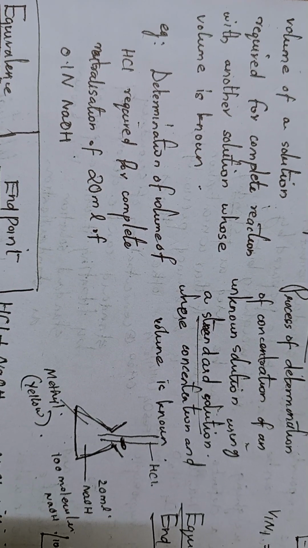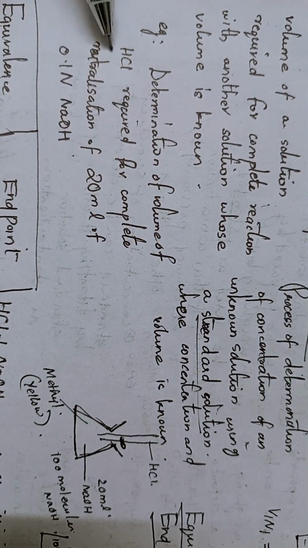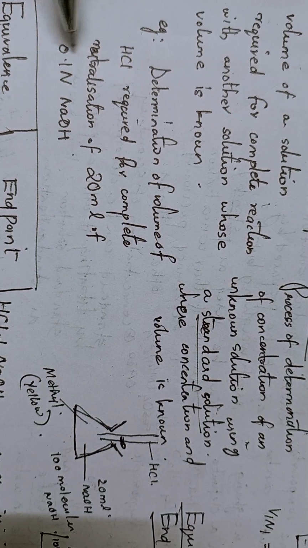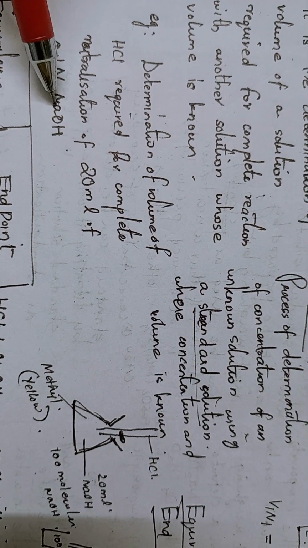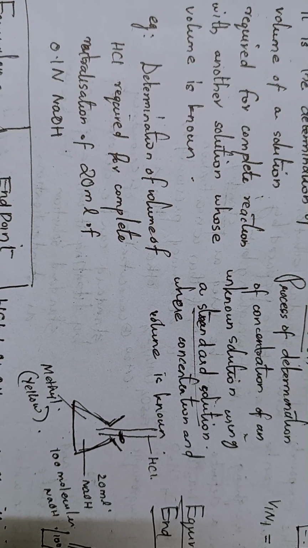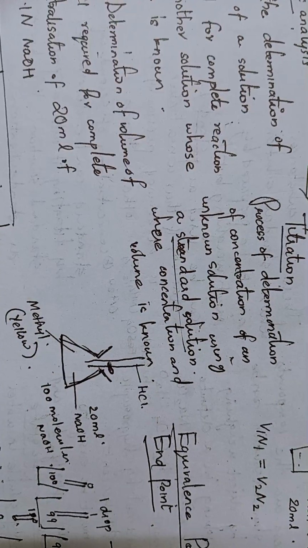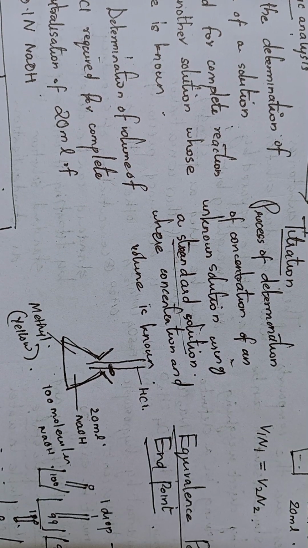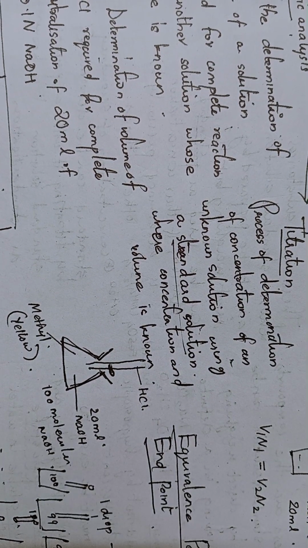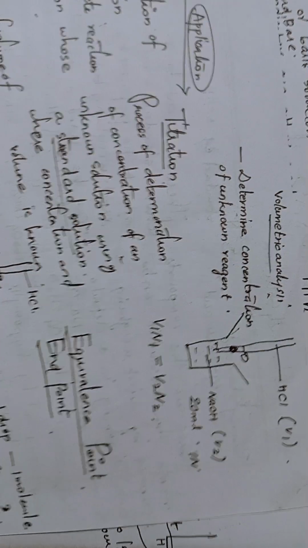That is simply the determination of volume of HCl required for complete neutralization of 20 ml of 0.1 NaOH. That is actually the determination of volume. One application of volumetric analysis is titration. What is titration? As we have discussed in our previous video, titration is the determination of concentration of an unknown solution using a standard solution.